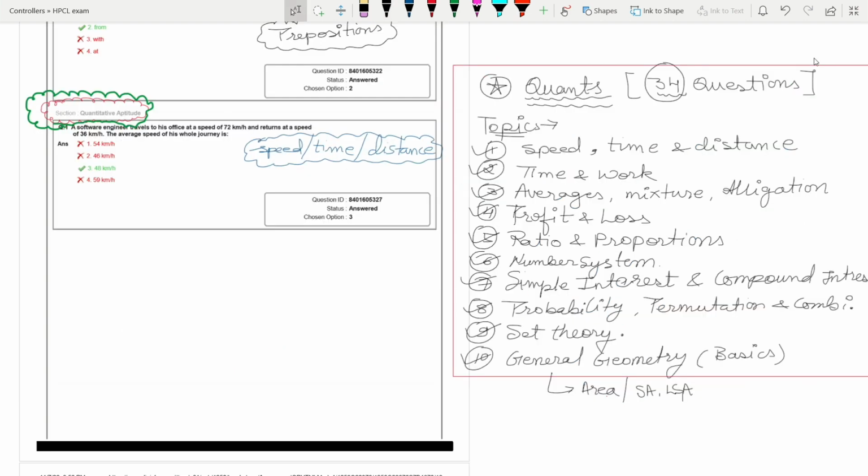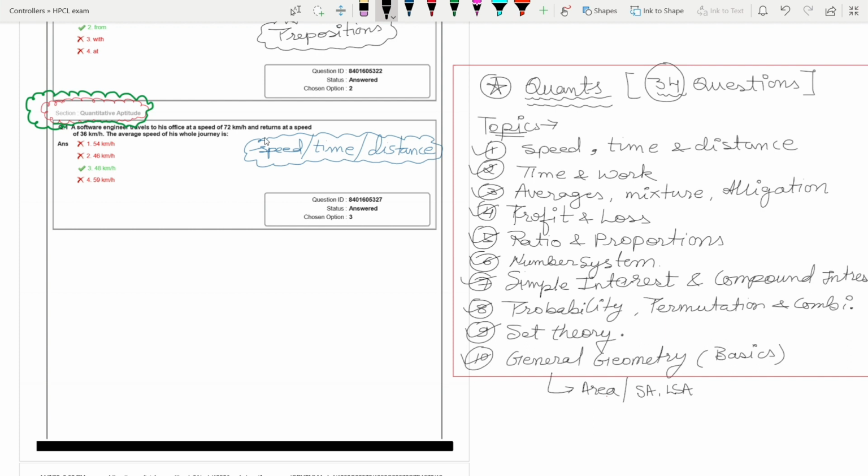you can easily score. The next section we are going to discuss is quantitative aptitude, and in that there are in total 34 questions. The important topics for quantitative aptitude are: first is speed, time, distance; second is time and work; third is averages, mixtures, allegation; fourth is profit and loss; fifth is ratio and proportion; number system, simple interest, compound interest; probability, permutation and combination; set theory, and general geometry.